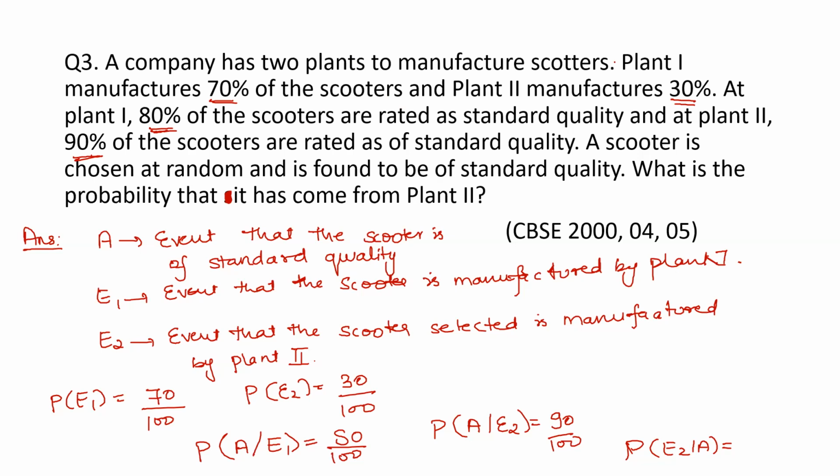Umir, see the question. They are saying what's the probability that it has come from plant 2? So not A by E2. Good question, Umir. Please check here. What I have taken as A is the event that the scooter is of a standard quality. What they are saying in the question: a scooter is chosen at random and it is found to be of a standard quality. So this is given. A is given. Whatever is given, we always write here. And they are asking what is the probability that it has come from plant second. So that means E2.